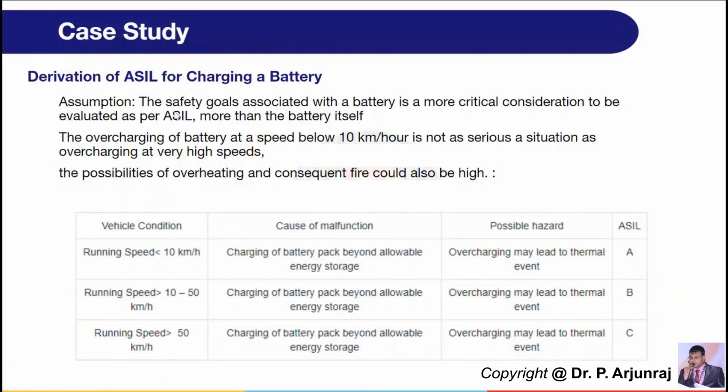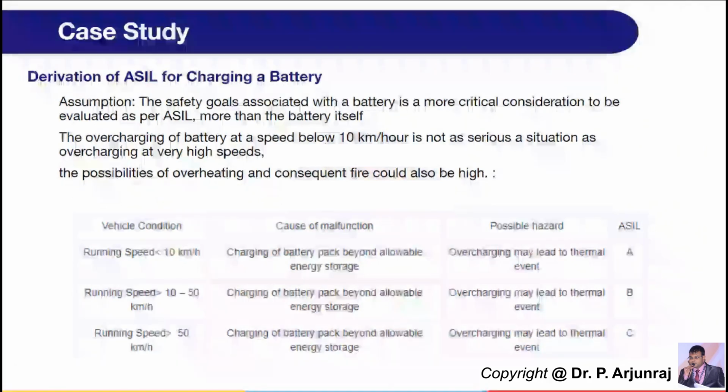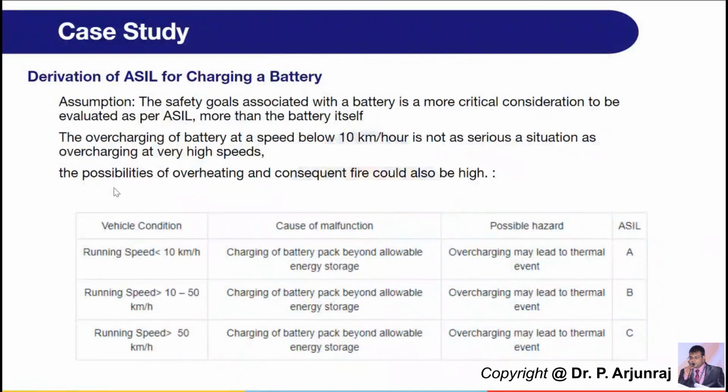Okay, so the overcharging of a battery at a speed below 10 km/h is not serious. That's what was mentioned. And you see here, when it is not serious, it comes under the A category, because overcharging is leading to the thermal event, and the reason for this hazard is charging the battery beyond the allowable energy storage.